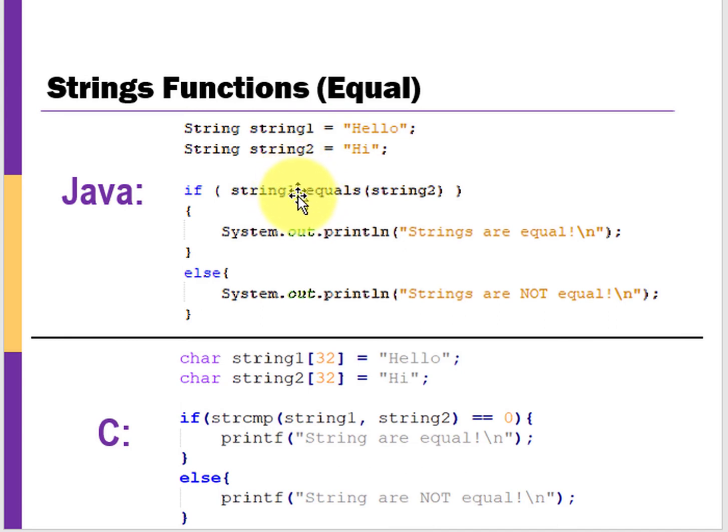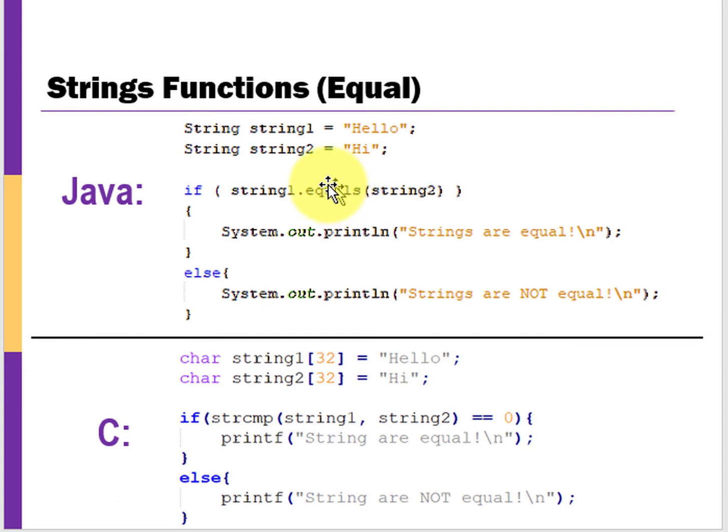It's built into the language that I can say, hey, this is a string, and I can say dot equals and compare it against another string. This will return a type Boolean, true or false. If it's true, it will run this code block. If it's false, it's going to run this code block.